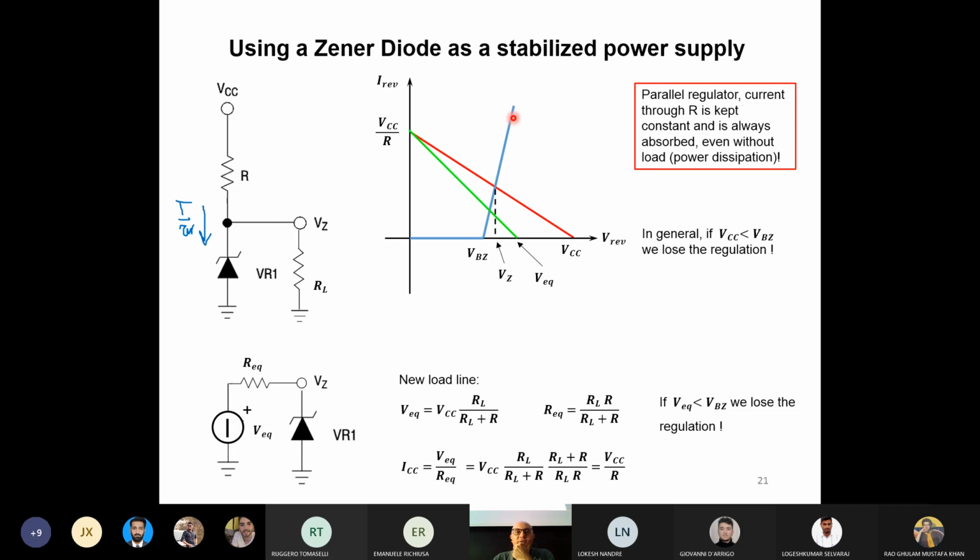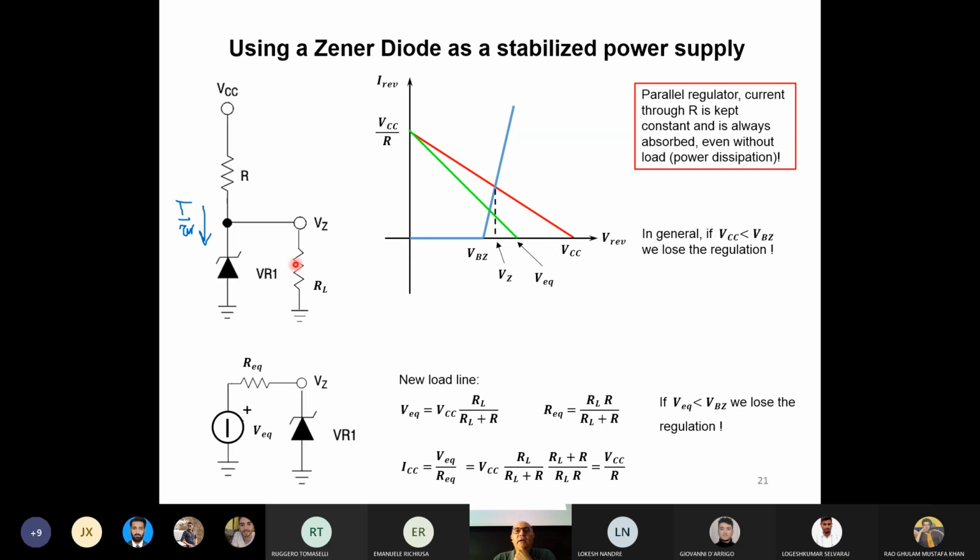Now I want to see what happens, for instance, when I just measure the output voltage without any load. So now let's suppose that we have no load resistance placed here. Okay? There is no RL. If there is no output resistance, we can say that basically VCC pushes some current through R, and it is the same current that goes through the Zener diode. So it's what we call the I reverse current.